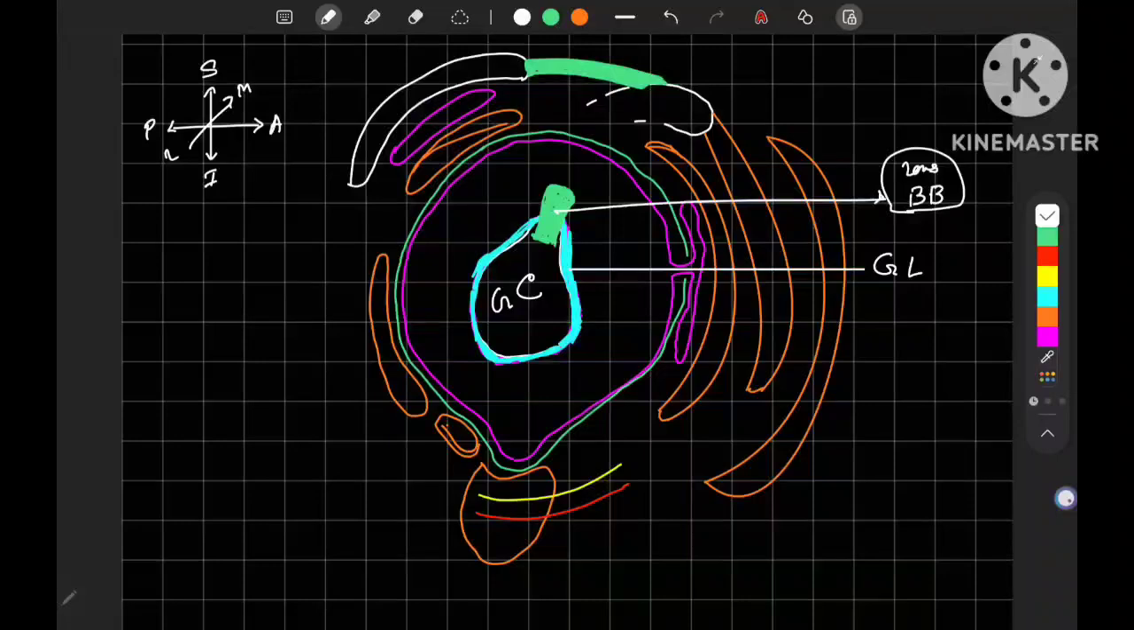Next, this is the coracoacromial ligament. What is this? This is the coracoid process, and this is the acromion. Okay, this is the coracoacromial ligament.